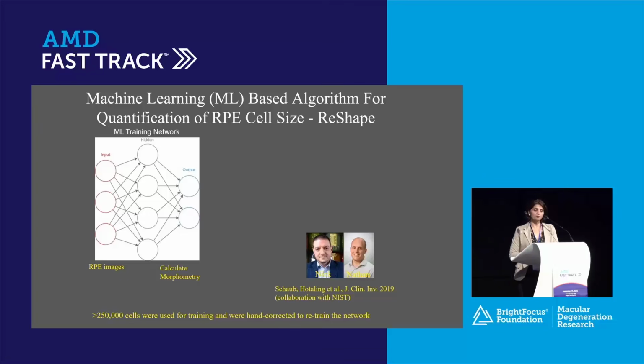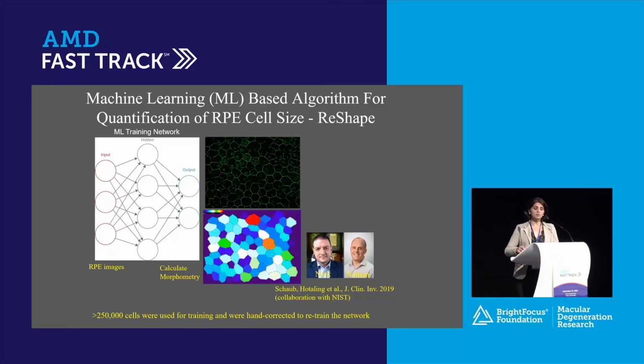So we established this AI-based algorithm. It is called Reshape. Two of the postdocs in the lab did that, and what it allowed us to measure is every single cell, as I had mentioned, on a flat mount. So basically, you can stain them with the border marker, and then it will tell you how big the cells are, how small the cells are, how hexagonal the cells are, how elongated the cells are.